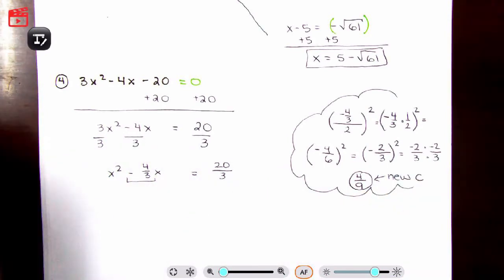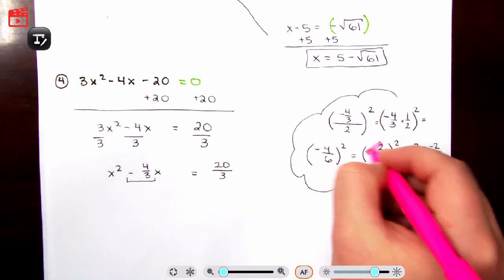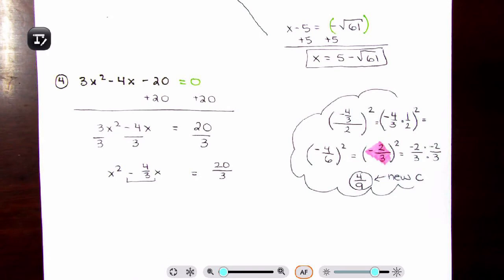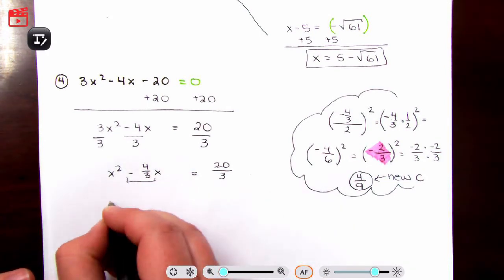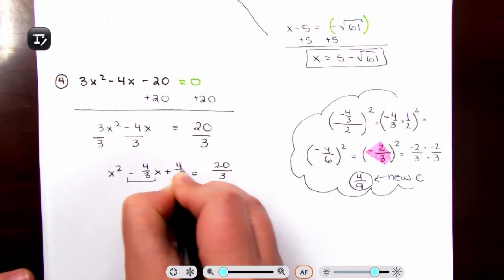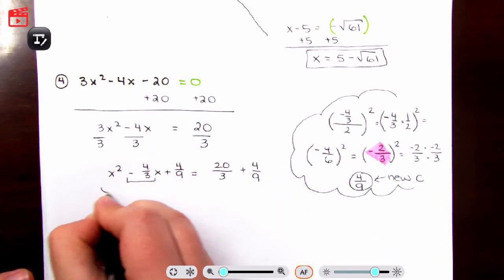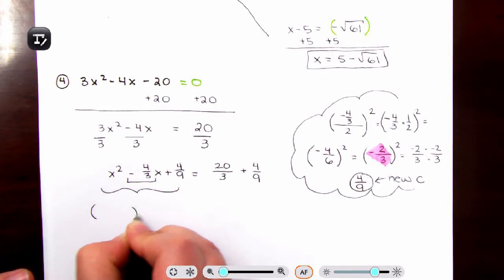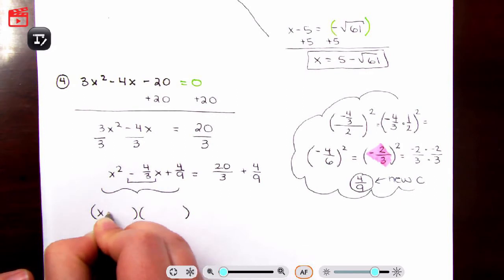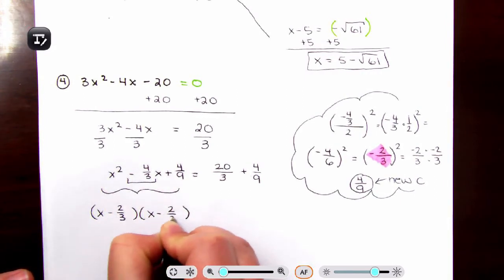Now again, we're doing a little happy dance whenever we get our b divided by 2 value, because this simplified fraction here gives me my value for my factoring. The new c gets added. So I add 4/9 on one side, you add 4/9 on the other side. So this here, we already know what the factors are. Factors are x minus 2/3 and x minus 2/3.